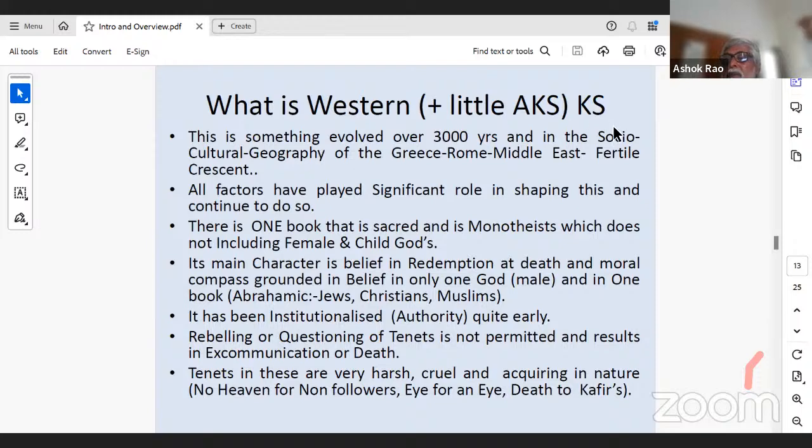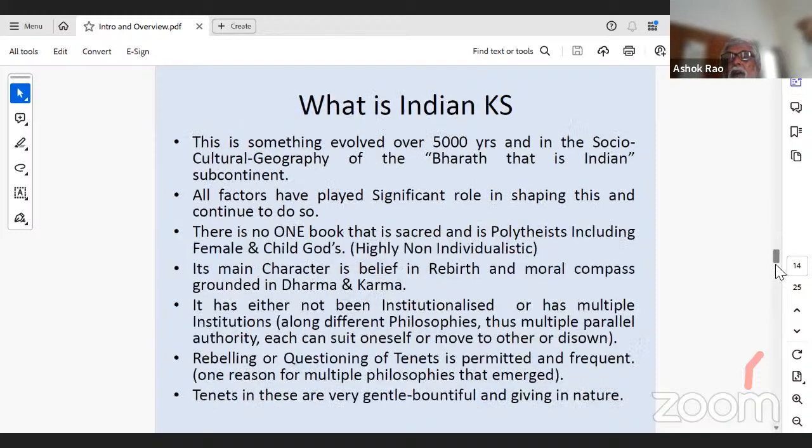Whereas, if you look at the Indian knowledge system, this also evolved over 5,000 years in the socio-cultural geography of Bharat, that is the Indian subcontinent. All factors have played a significant role. However, there is no one book that is sacred, which means there are multiple sacred books. It is polytheist, including female and child gods, and it's highly non-individualistic. That's why you have people fighting between Rama and Krishna. And when the Rama-Krishna fight is settled, Shiva comes and then there is another new fight.